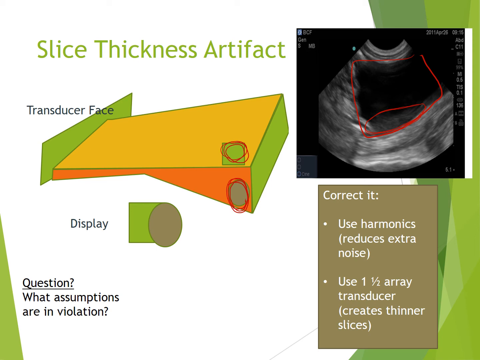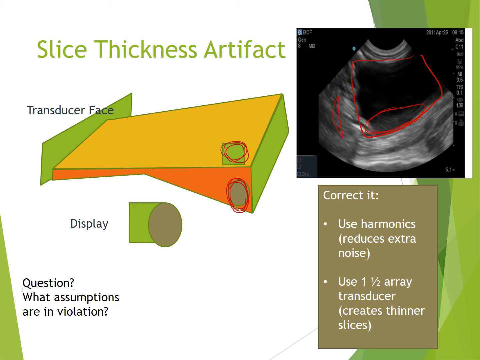Most likely in the bladder here, there is probably some bowel back behind into the beam, and it's just being displayed then into our main axis beam. So to correct it, we're going to use harmonics. That's going to reduce that extra noise, get rid of all these little echoes that are in there. Or, as you guys have already learned, you're going to use a 1.5 array transducer because they create thinner slices.